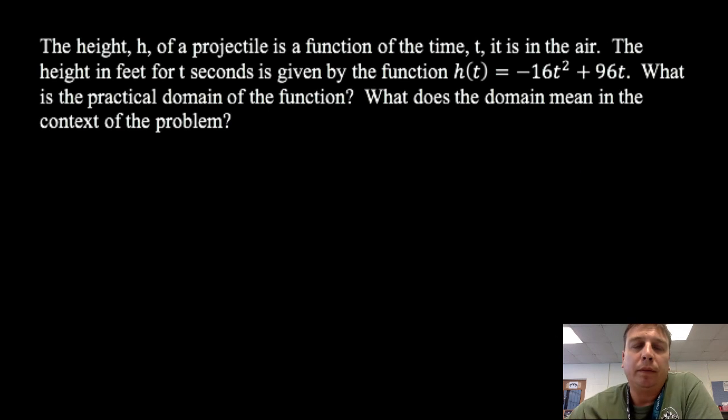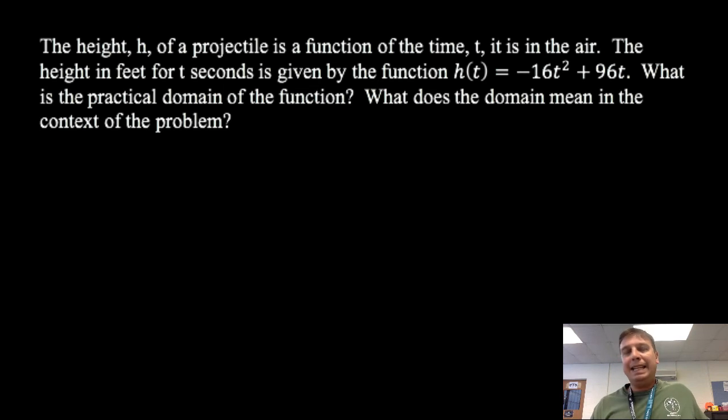All right, let's try one more. A little different here. The height h of a projectile is a function of the time t that it's in the air. The height in feet for t seconds is given by the function h of t is equal to -16t squared plus 96t. What is the practical domain of the function? What does the domain mean in the context of this problem?